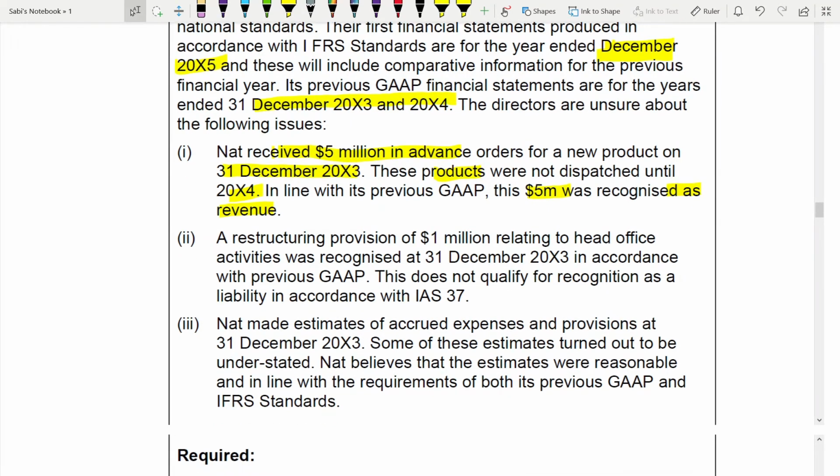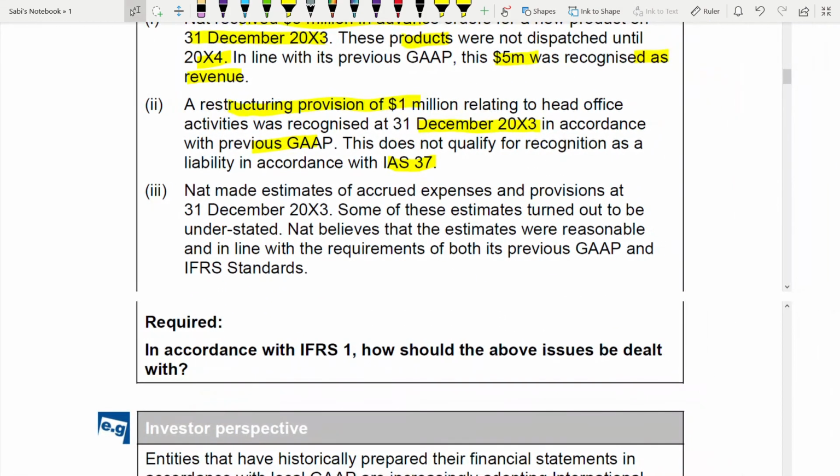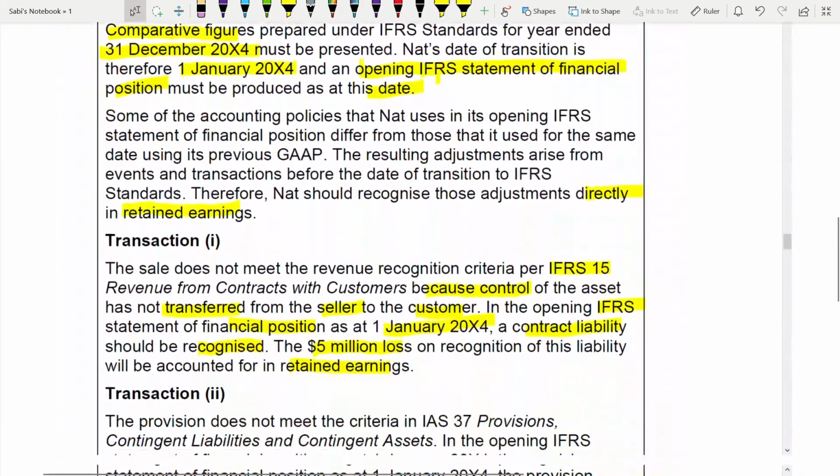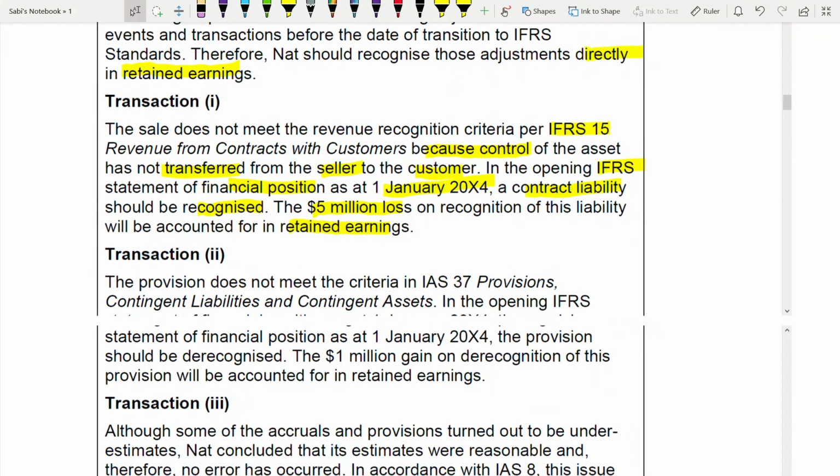Now let us go to the second transaction. A restructuring provision, that is IAS 37. A restructuring provision of 1 million relating to head office activities was recognized at this date in accordance with the previous GAAP. This does not qualify for recognition as a liability in accordance with IAS 37. So clearly they told it's not. Now what do you need to do for that? The provision does not meet the criteria in IAS 37. So in the opening IFRS statement of financial position as at 1st of Jan 2004, this should be derecognized. So the 1 million gain on derecognition of this provision will be accounted for in retained earnings.